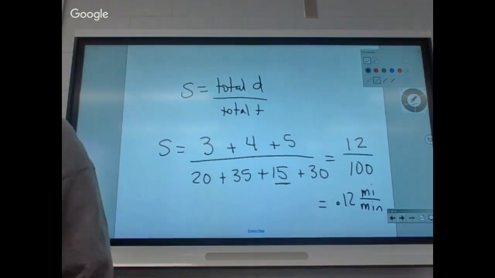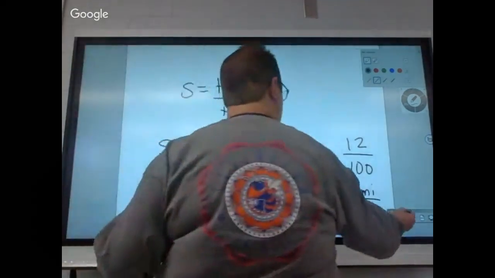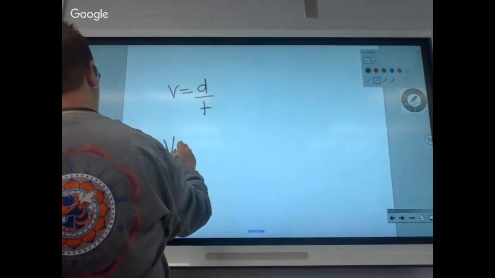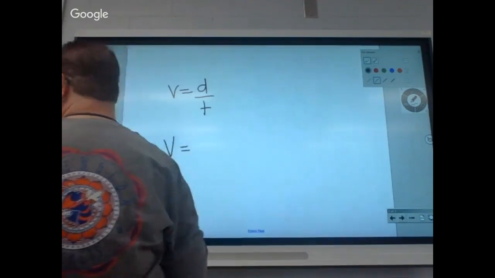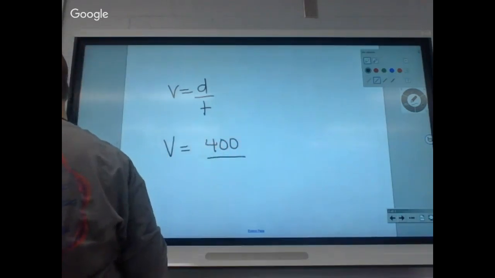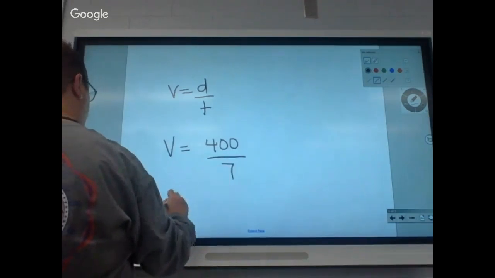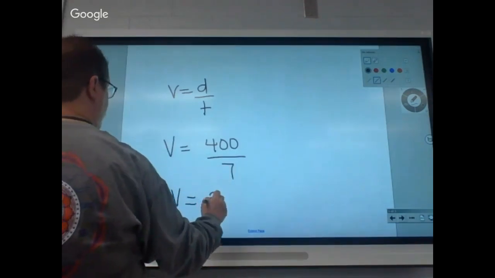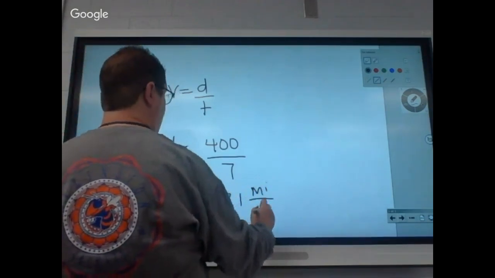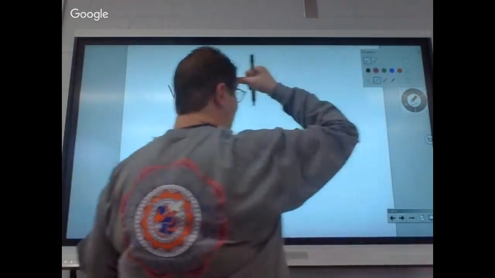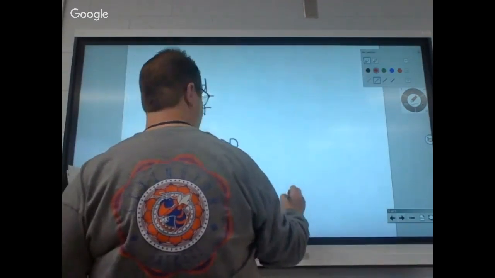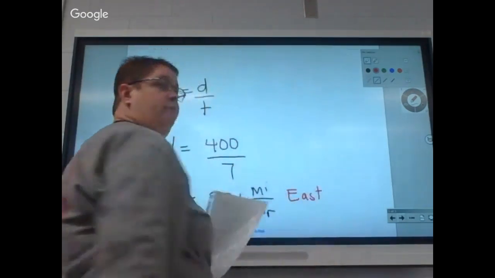All right, so number 14, you're finding velocity. Okay, so velocity is equal to distance over time. So we're looking for V. So what's the distance, number 14? So we put 400 for distance. What's the time? So velocity equals, when you divide, you get 57.1. And then your unit will be miles over hours. Now, this is the part you have to remember, because you're finding a velocity. You have to write the direction, and the direction in number 14 says east. So you got to write east.